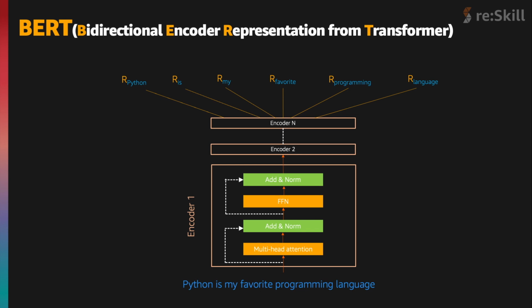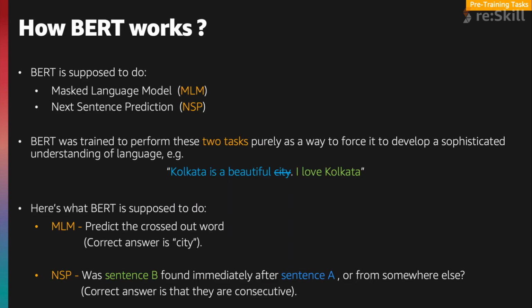Let's take this sentence: Python is my favorite programming language. Here, BERT relates each word in the sentence to all other words in the sentence to understand the contextual meaning of every word. Unlike context-free models such as word2vec, which generate static embeddings irrespective of the context.